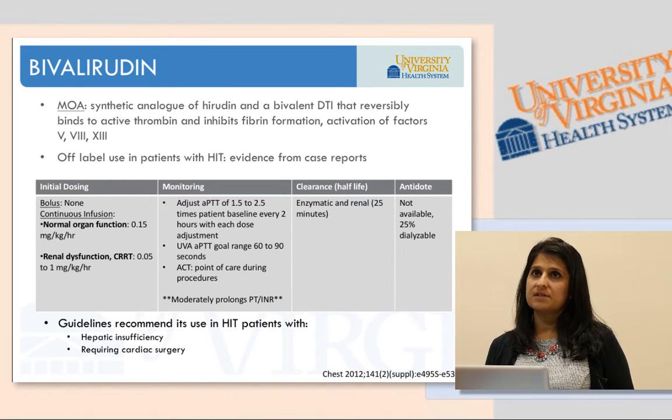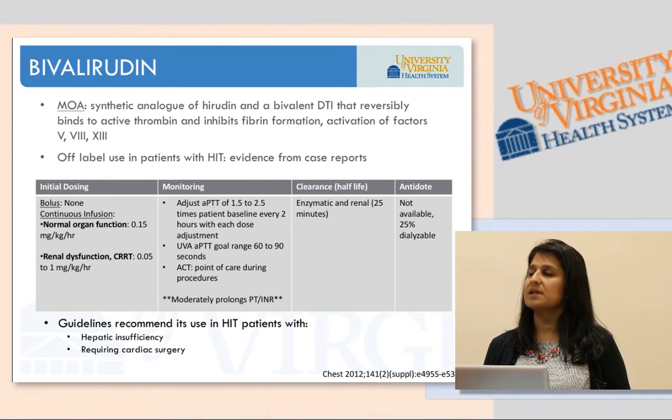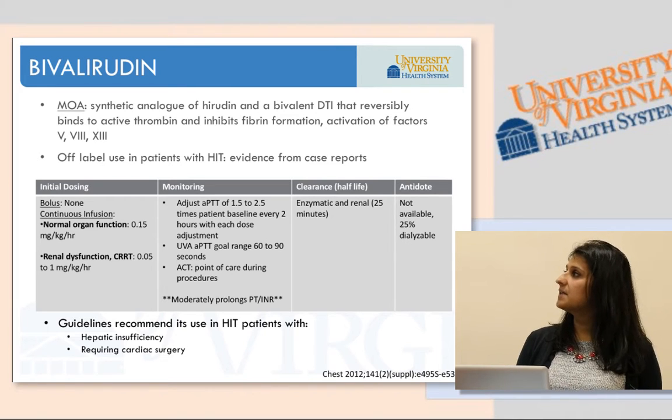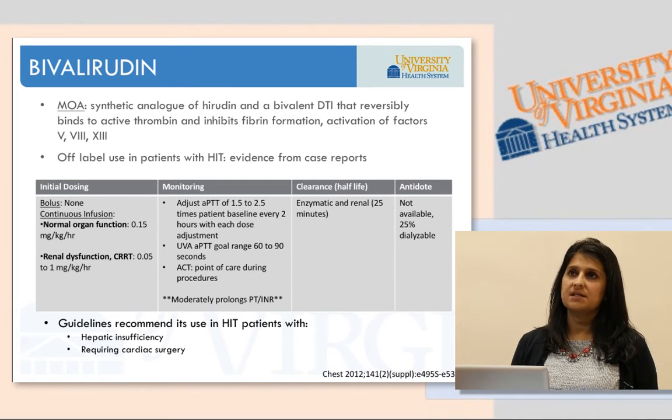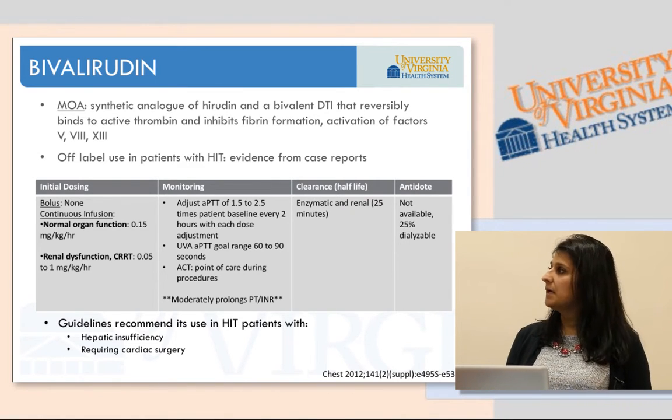We don't need to give a bolus dose of bivalirudin, just similar to argatroban. We can just do a continuous infusion. We do have to renally dose it and also dose it slightly lower for patients on CRRT. We adjust dosing of bivalirudin using APTT, similar to argatroban, in the range of 60 to 90 seconds. We can again use ACT monitoring for patients with cardiac bypass or any other procedural testing where point-of-care testing is needed.